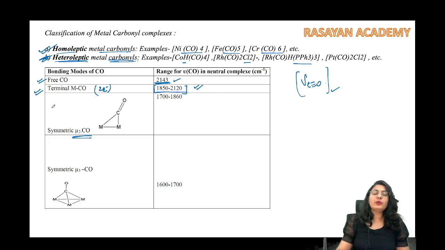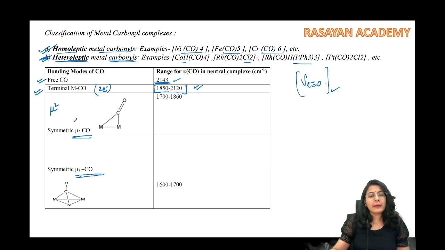So whenever you are doing a bridging, you will write this term mu. How many metals is it bridged to? Obviously, if it is bridging, there will be at least two metals. So it is going to start from mu2. You can write mu2 when there are 2 metals. When there are 3 metals, you can write mu3 carbonyl.